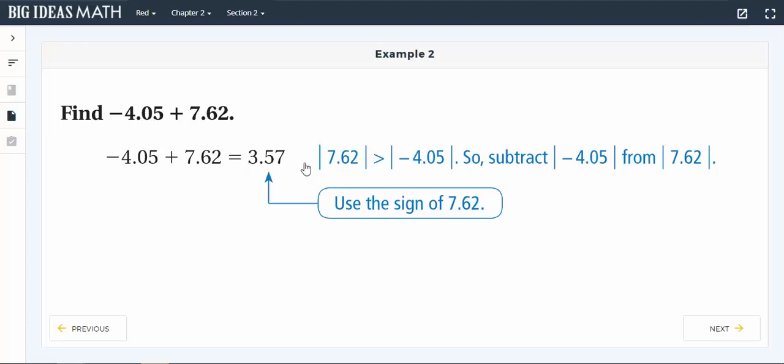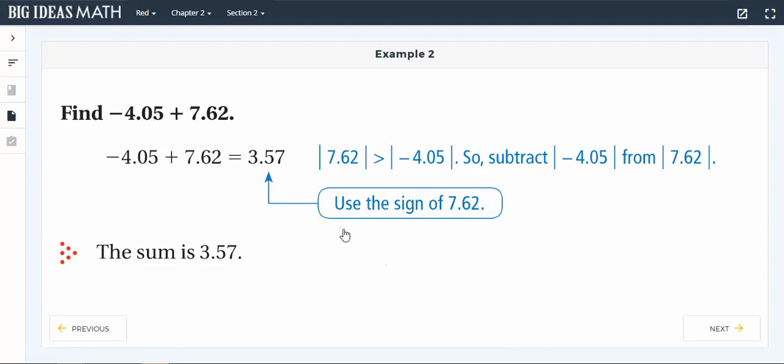So you take the absolute values of both of them and subtract. So basically it's 7.62 minus 4.05. And when you do that, you get the sum of 3.57 or 357 hundredths. So remember that you just line up the decimal points and subtract. So you line up your 4.05 and subtract, just like normal.